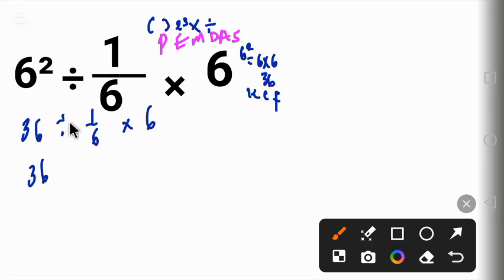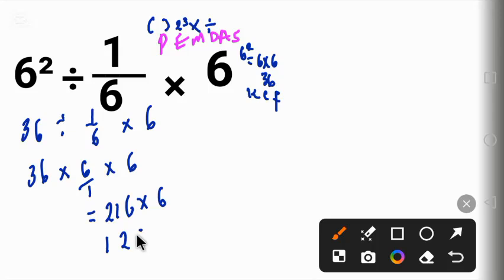We change division to multiplication. The F stands for flip this fraction. That is, we take the inverse of it, which is 6 over 1 times 6. 6 times 6 is equal to 216 times 6. And then 216 times 6 will give us 1296. This is the correct answer.